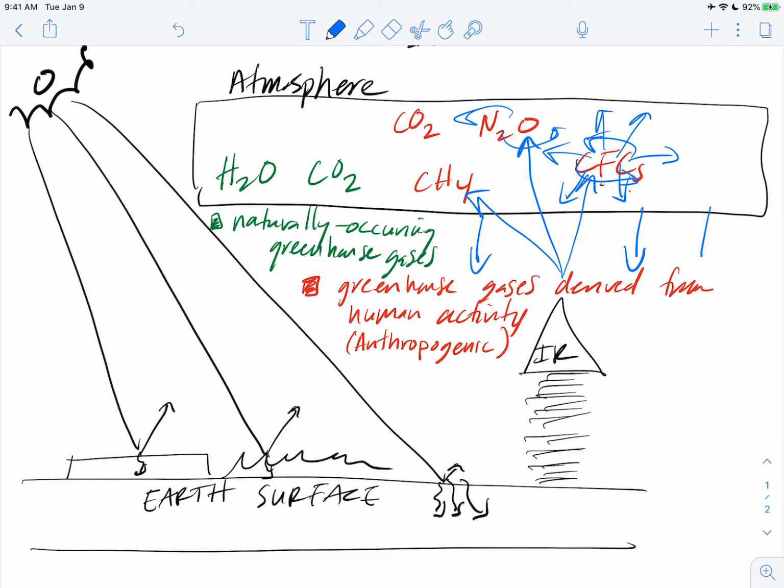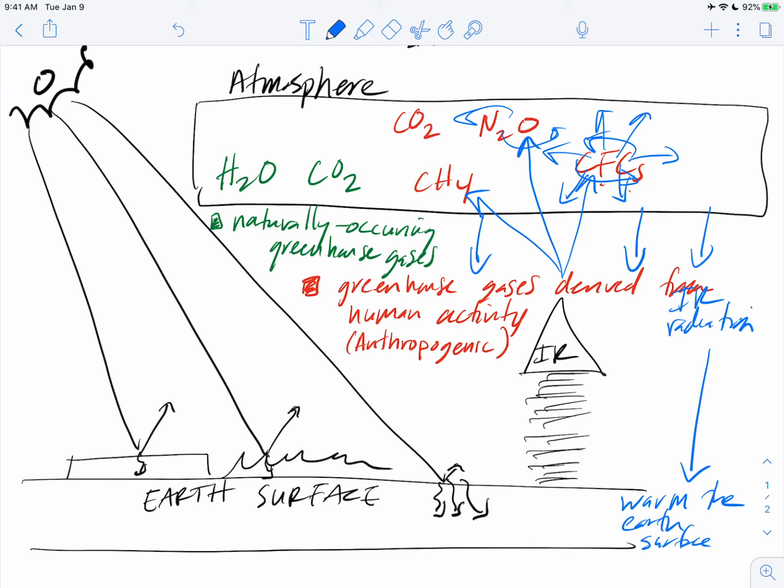ends up going back to the Earth's surface. So this is IR radiation, and then that goes back to the Earth's surface, and this would warm the Earth's surface. So in this model, we have a net gain of energy because some of the IR radiation goes back into space, but some of it gets trapped and warms the Earth's surface. This is actually good for naturally occurring greenhouse gases. This is why we're not frozen.